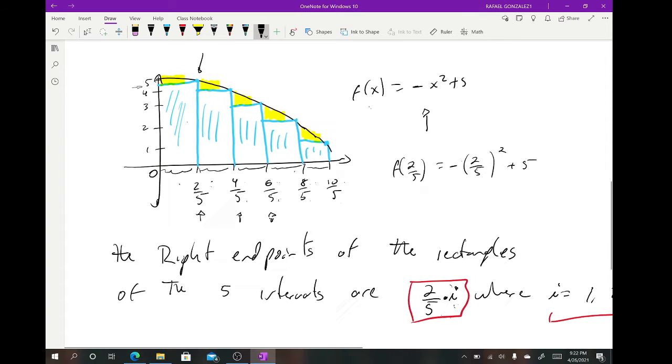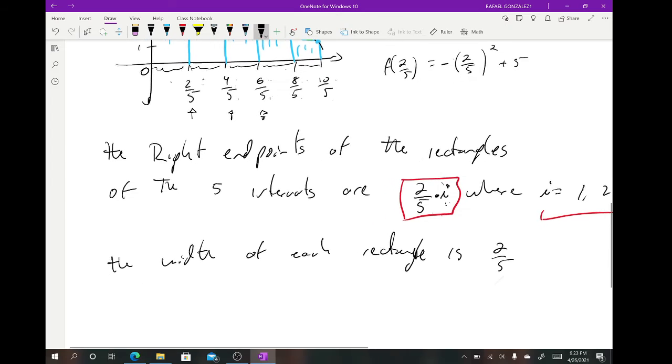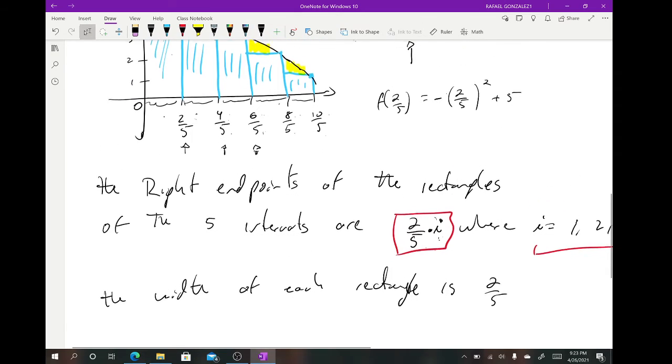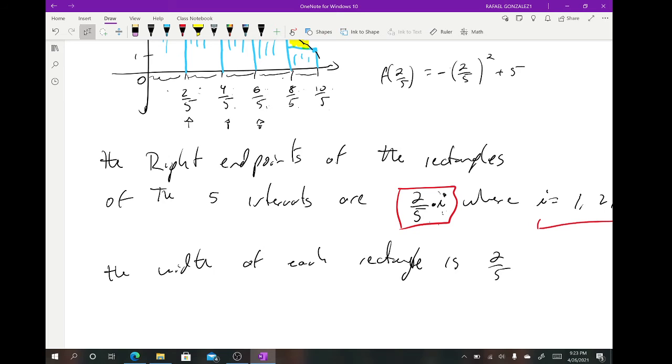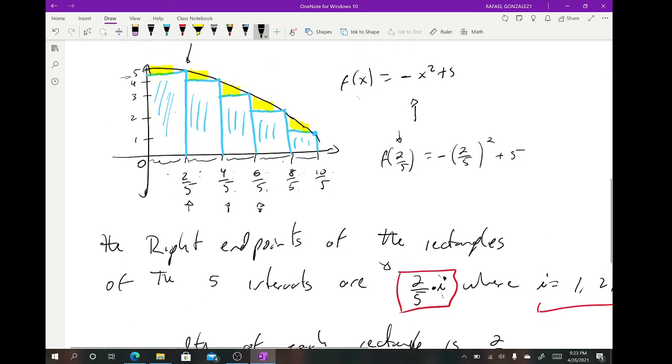Now, I just mentioned that the width of each rectangle is 2 over 5. So what is the area? The area is going to be the height times the width. Now, how do I figure out the height? Again, the height is going to be the function evaluated at each of the endpoints. And now I know a way of figuring out the endpoints is 2 over 5 times i.